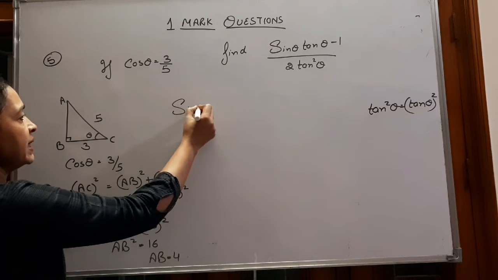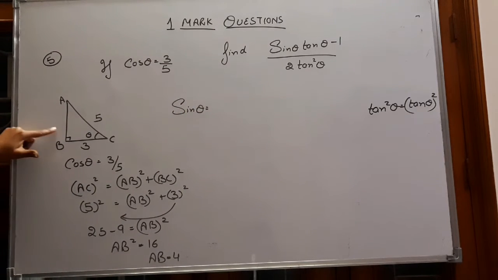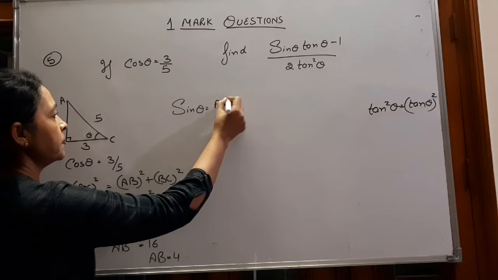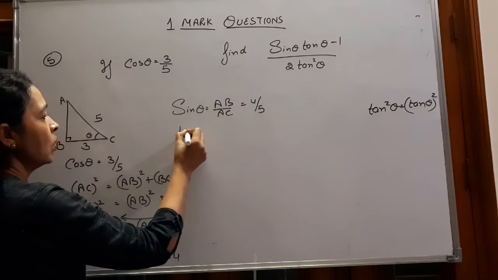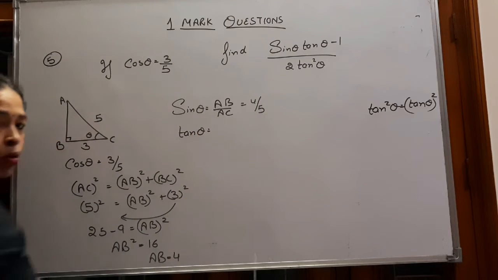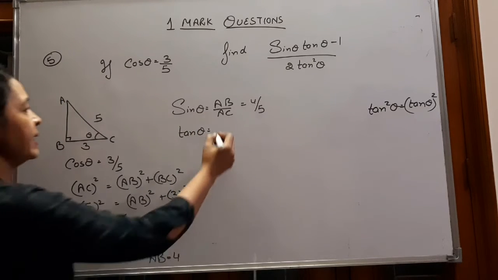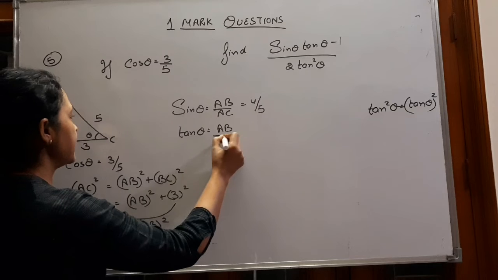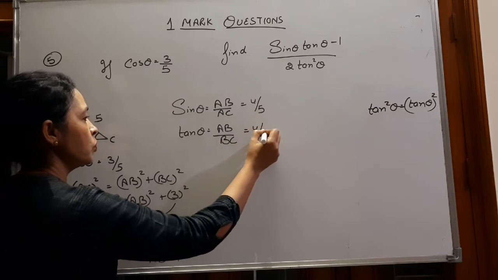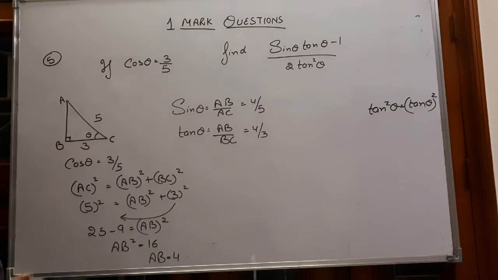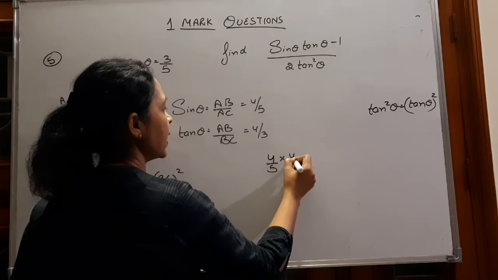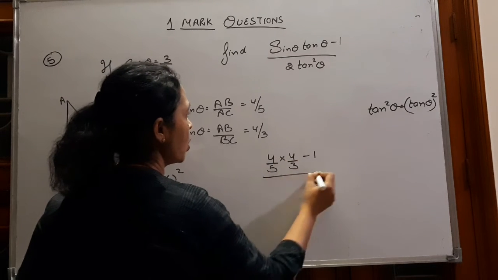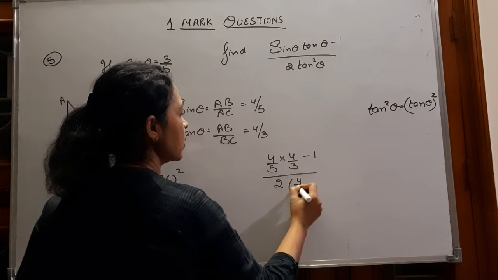What will be the value of sin theta? Sin theta is opposite side upon hypotenuse, that is AB upon AC, which is equal to 4 by 5. What about tan theta? Opposite side upon adjacent side, AB upon BC, 4 by 3. Now we have to find the value of sin theta into tan theta, 4 by 5 into 4 by 3, minus 1 upon 2 into tan square theta.